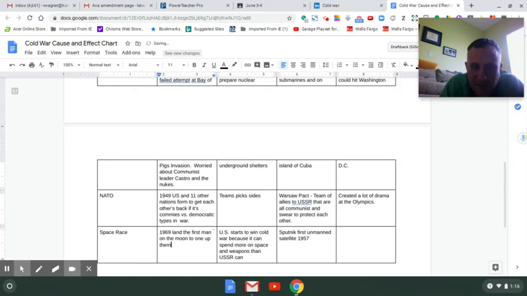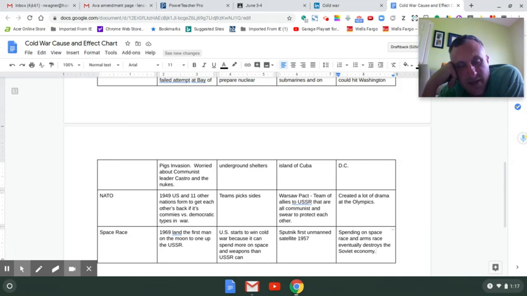To one-up them, the USSR. We both spend a lot of money on the space race and arms race. Eventually that destroys the Soviet economy, which helps the United States to win. Well, not win, but seem like it wins. But then, depending on what you believe the Russians are doing lately with our elections or being friends with certain people in the government, I don't think the Russians gave up just yet. So the space race is the last one.